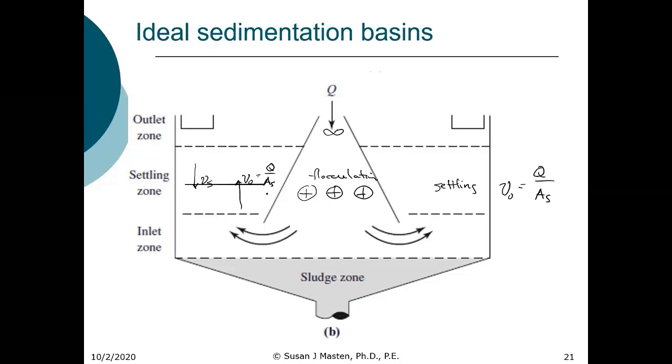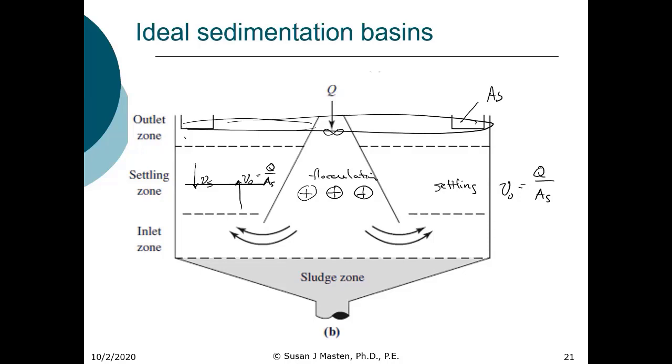So V sub 0 actually decreases as you move upward. The surface area that we use in the design is the upper surface area. So it's looking at it here. So it's this surface area here is what we use in design.